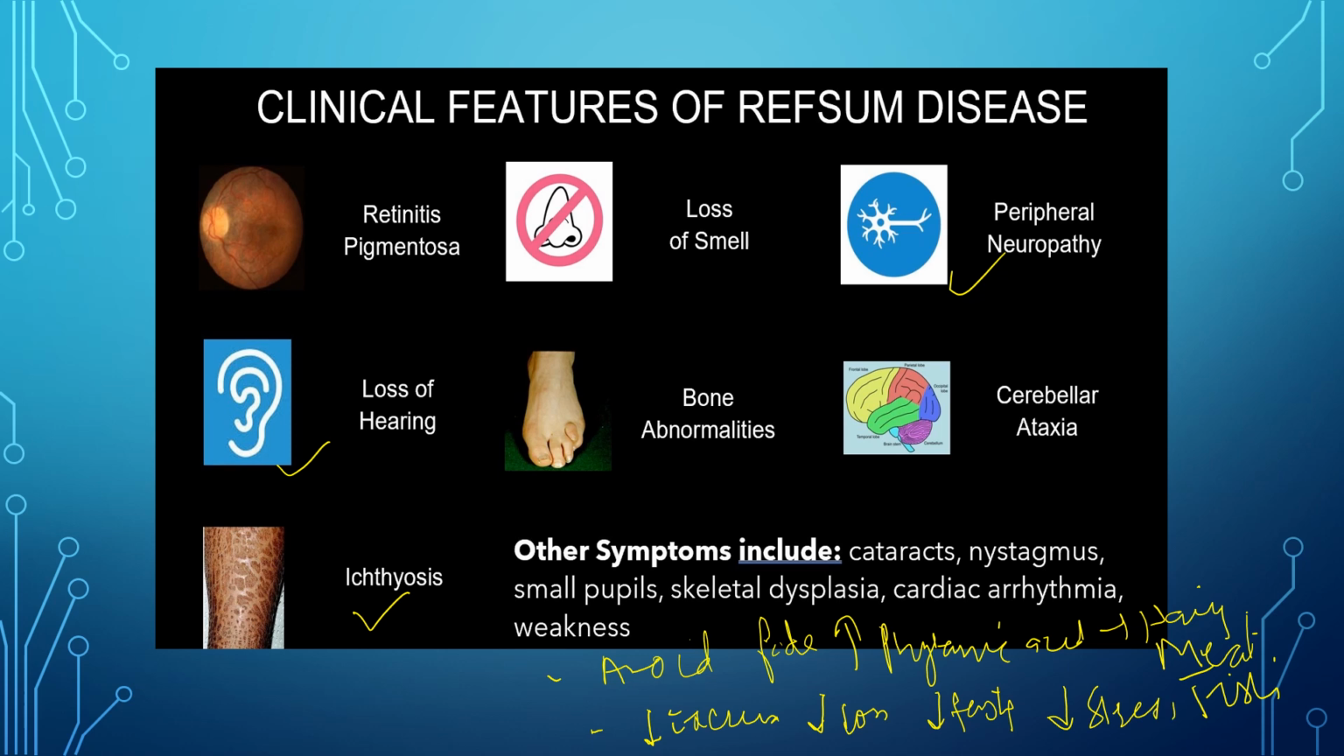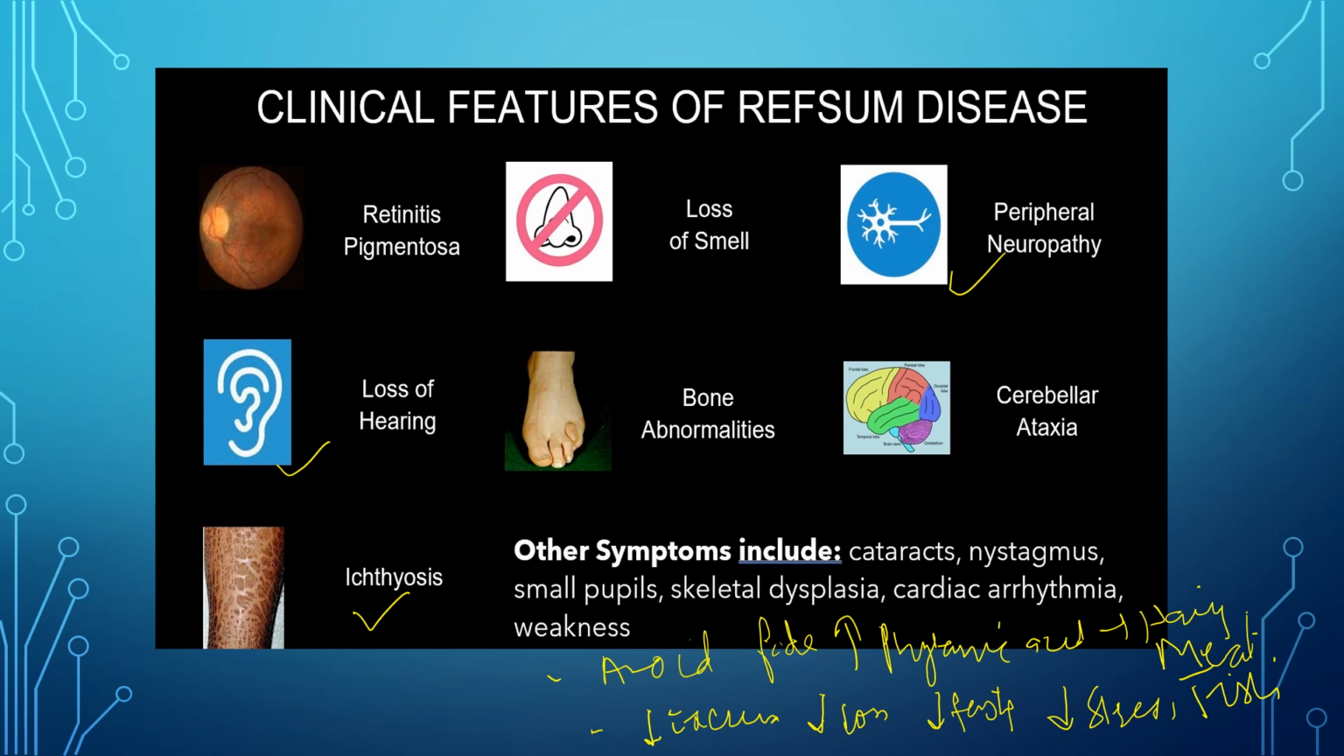So these are the options that you can give for the management of Refsum's disease. Also, in case of acute Refsum's disease, we can go for plasmapheresis, in which we can remove the phytanic acid from the peroxisomes. So these are the major features and management of Refsum's disease.